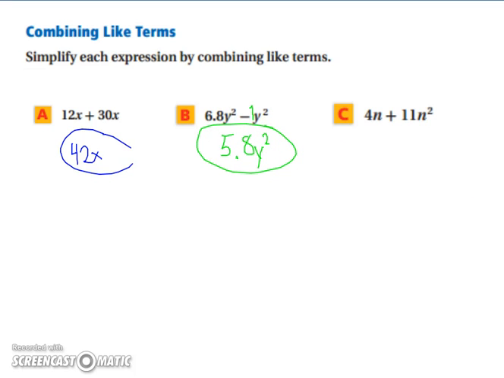Let's look at C. We're trying to get tricky here. We've got 4n plus 11n squared. Well, we have n and n squared. We can't combine those. So how am I supposed to simplify this? Well, it's already simplified. You can't go any further. You cannot combine n squared with n. They are not like terms, so do not combine them.